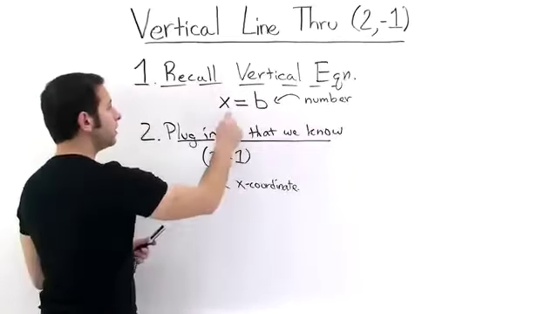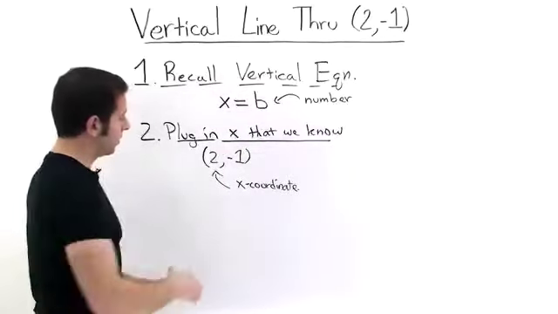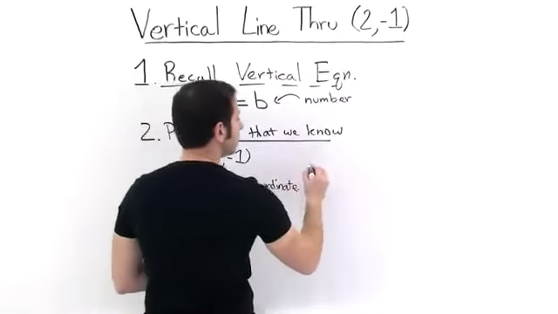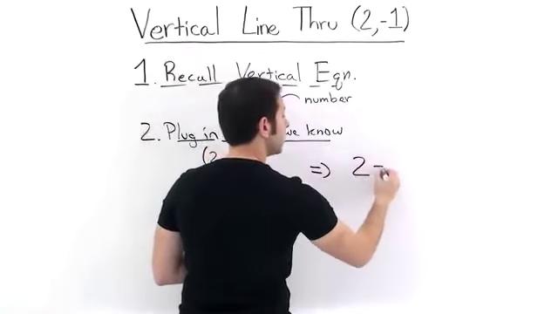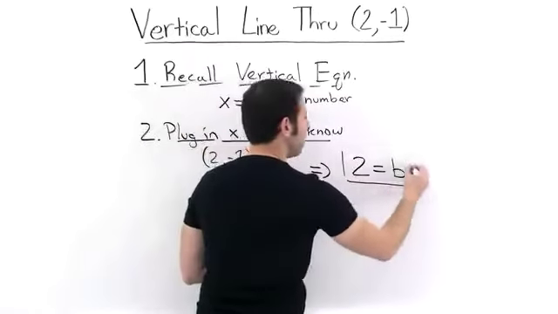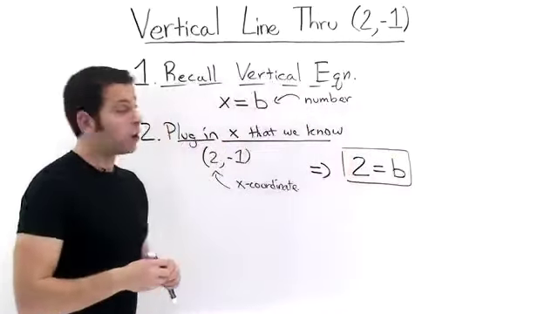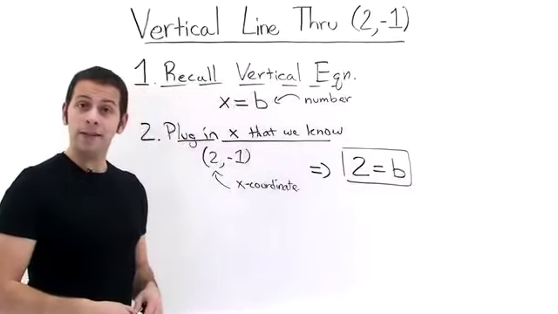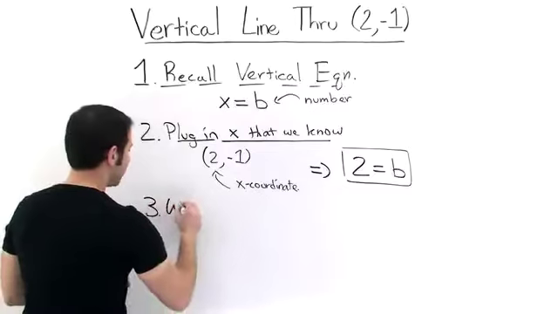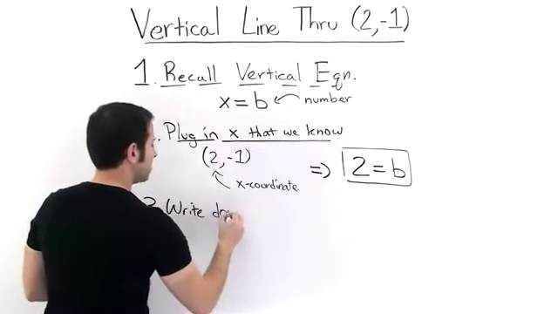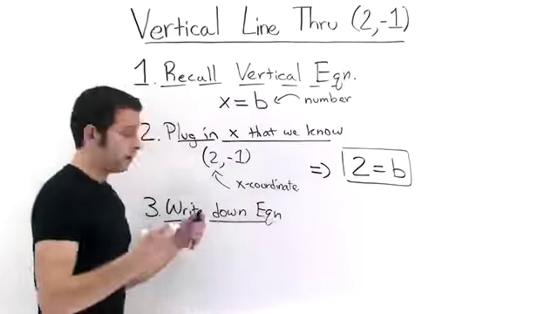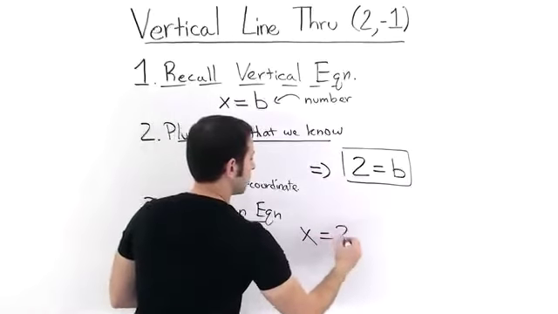Well, when you look at the equation, all we have is an x. So let's take that x-coordinate, put it right in for x, and what we get is that 2 equals b. And oh, that's nice. We were looking for b. We were trying to figure out what b was, and just by using that one point, we know exactly what b has to be. All right, so we're pretty much done. We just got to write down the final equation. Let's write down our equation now that we know what b is equal to. Here it is, x equals 2.